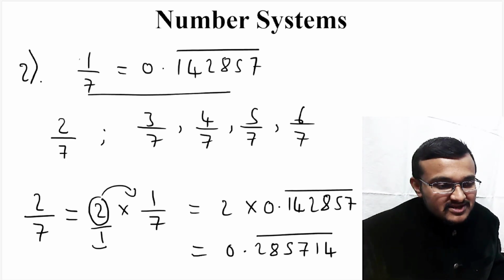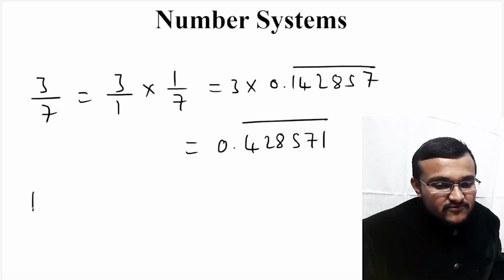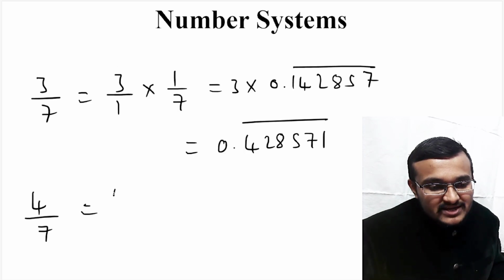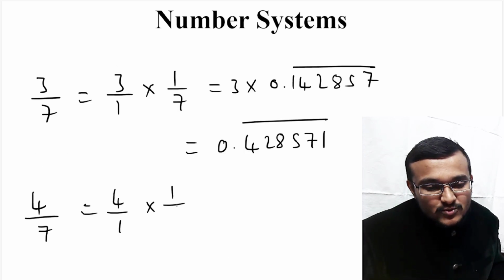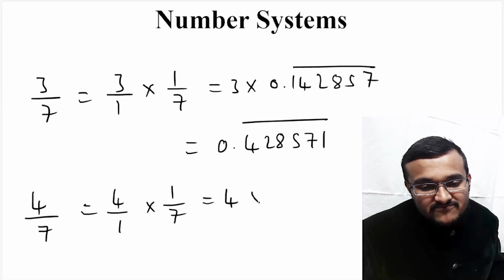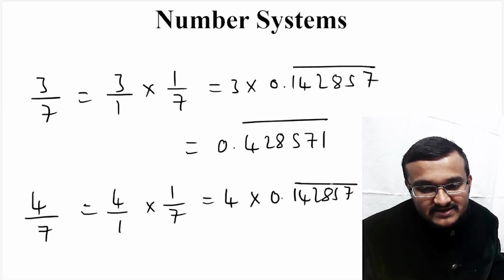Similarly when you do 4 by 7, 4 by 7 is equal to, again you can take this as 4 by 1 into 1 by 7. That is nothing but 4 into 0.142857. This is a recurring number.